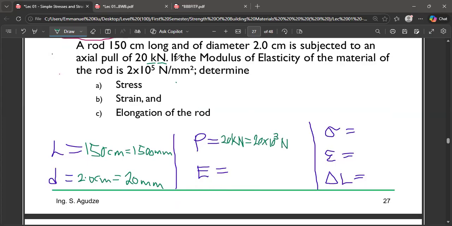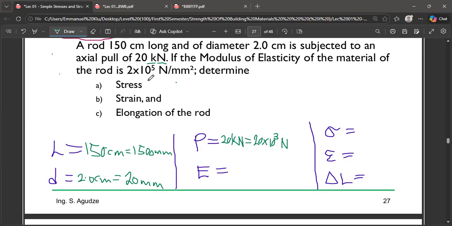Good. If the modulus of elasticity of the material of the rod is 2 times 10 exponent 5 Newton per millimeter squared. So now they say we should determine some values. But first of all, let me write the important points down. I'm actually just trying to pick out whatever formulas you want to use to derive some of them.